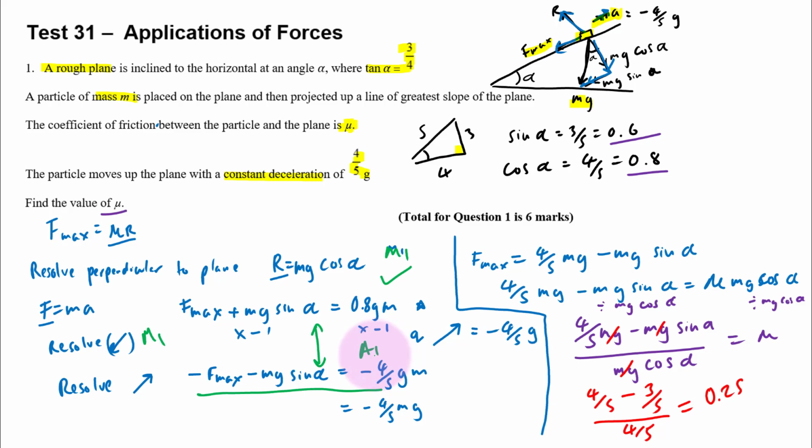Writing F equals mu R gets you a method mark. So we can all do that. Produce an equation using your F max, which is here. So that gets you your mu, your method 1, and this will get you your answer 1. Okay, and then that's not too difficult.